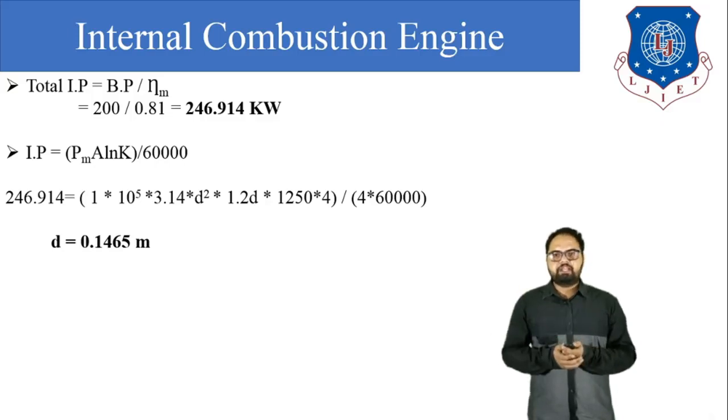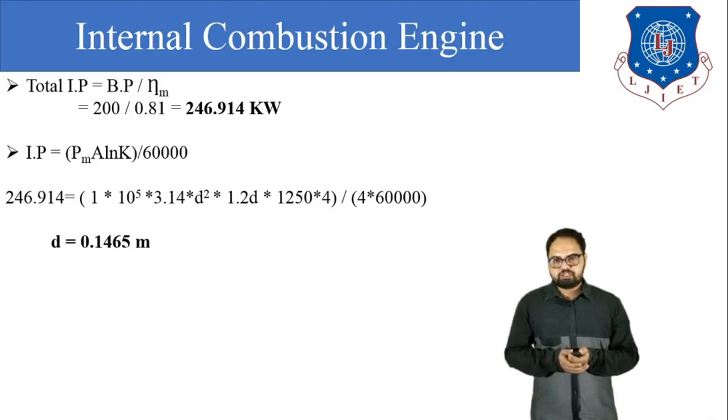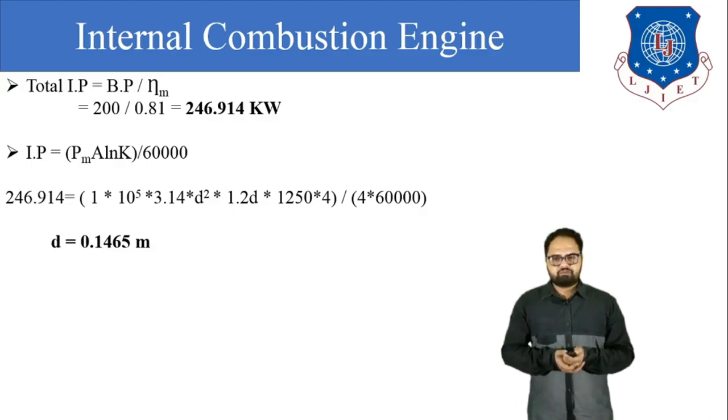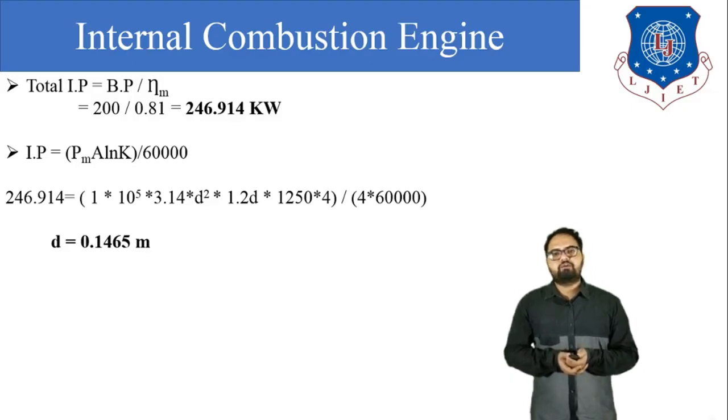By putting the value of indicated power, that is 246.914, mean effective pressure, that is 1 into 10 raised to 5, the value of area, that is pi by 4 d square, 3.14 into d square by 4, the length is 1.2 times d, and the RPM, that is 1250, and the number of cylinders, that is 4, divided by 4 multiplied by 60,000, by solving these values, we get the value of diameter, that is 0.1465 meter.